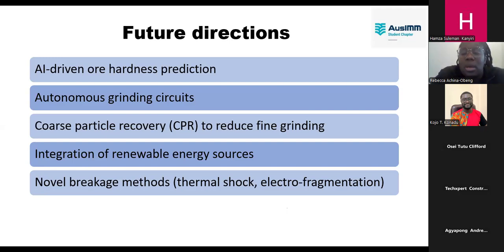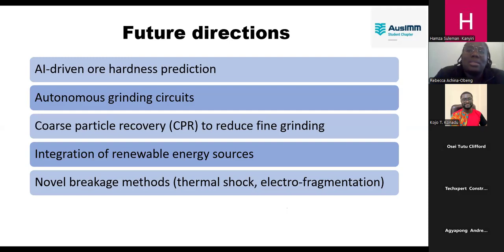Advances in machine learning combined with sensors, online mineralogy, and geometallurgical databases will also allow real-time adjustment of mill speed, media loading, and power draw, as this reduces overgrinding, stabilizes throughput, and also lowers energy consumption. Again, we look at autonomous grinding circuits, where advanced control systems and machine learning allow grinding circuits to self-optimize, adjusting parameters continuously based on the ore characteristics, operating conditions, and desired products.